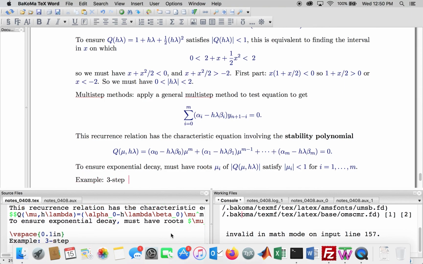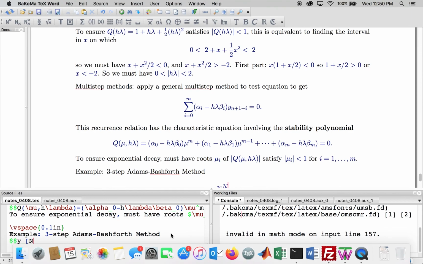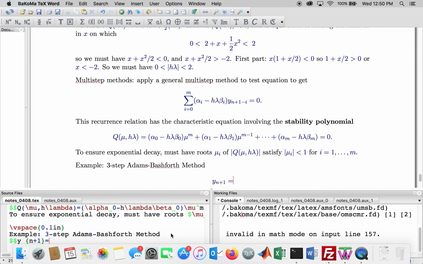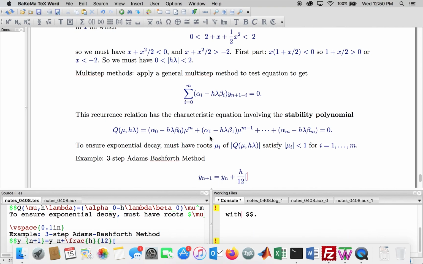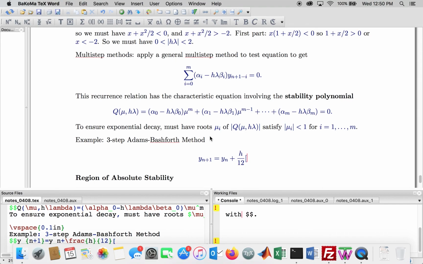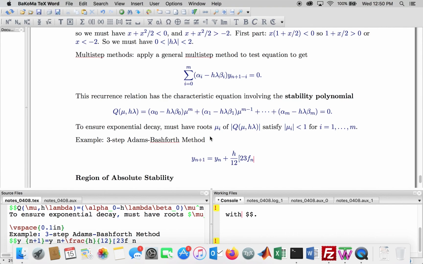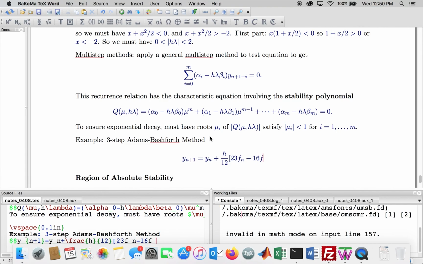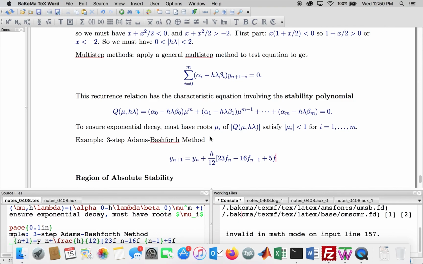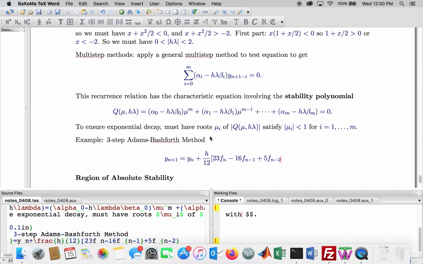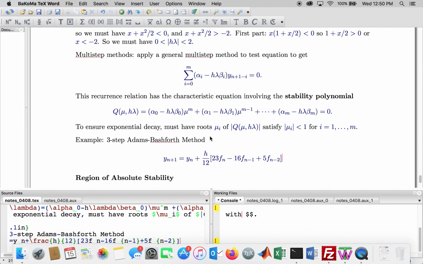A three-step Adams-Bashforth method, so it's explicit: y_{n+1} is equal to y_n plus h over 12 times, what we have here, 23 f_n minus 16 f_{n-1} plus 5 f_{n-2}. Okay, so that's our three-step method.